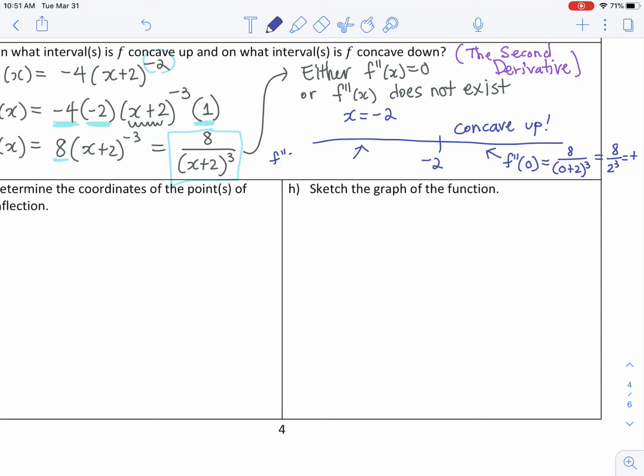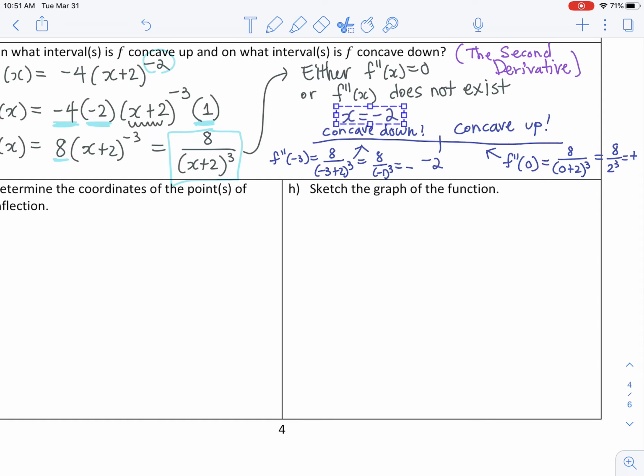Now let me plug in a value that is smaller than negative 2. Let me do negative 3. 8 over (negative 3 plus 2) cubed. That's going to be 8 over negative 1 cubed. Now what's that going to give you? Well, that's going to be a negative value. So this section to the left of negative 2 will be concave down.